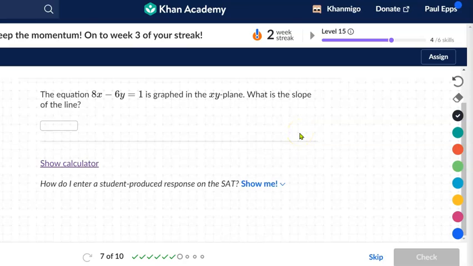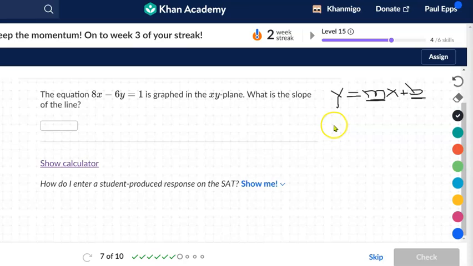The equation 8x minus 6y equals 1 is graphed in the xy plane. What is the slope of the line? Okay, well, the canonical equation for a line is y equals mx plus b. And m is the slope and b is the y-intercept. So if we could convert this equation into that format, then we would have the slope.